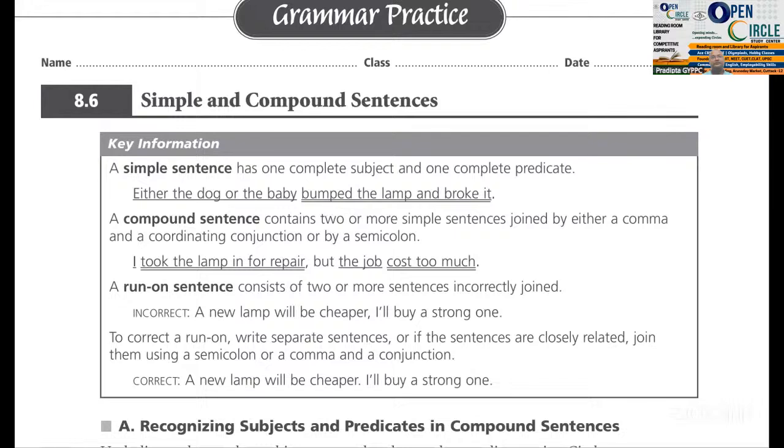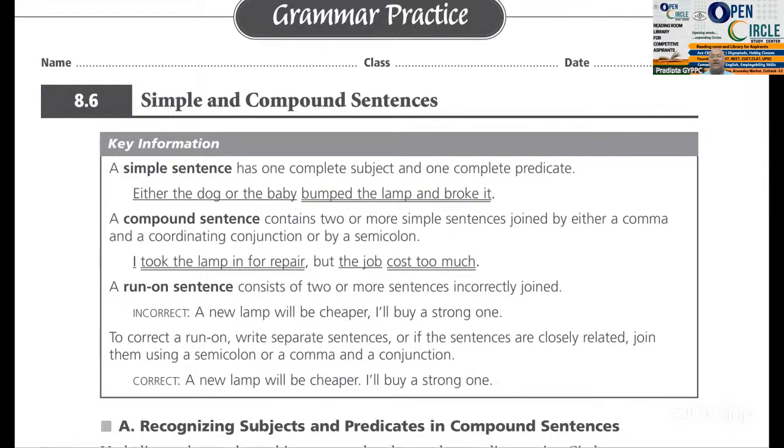Sir, where there are two subjects or more than two subjects, and two predicates or more than two predicates are available. In other words, you can say a sentence where two or more complete sentences are joined together with the help of a coordinating conjunction or a semicolon. What is a coordinating conjunction? That joins two sentences, like or, and, but, etc.